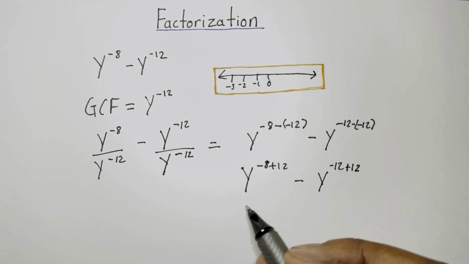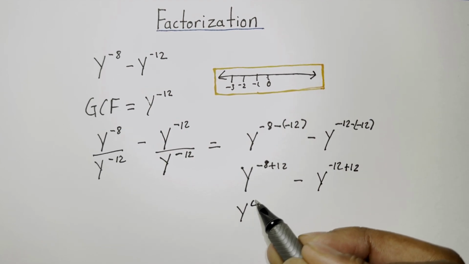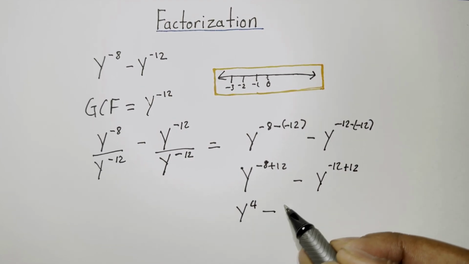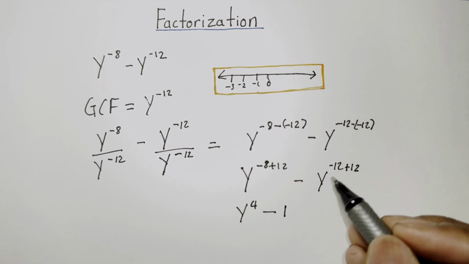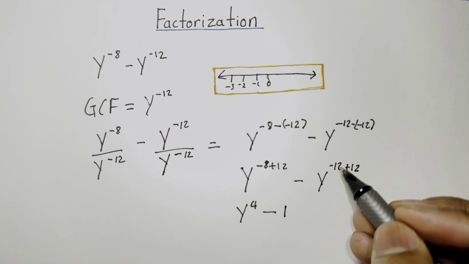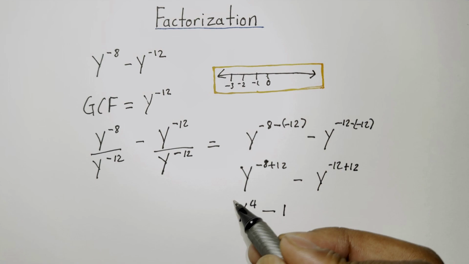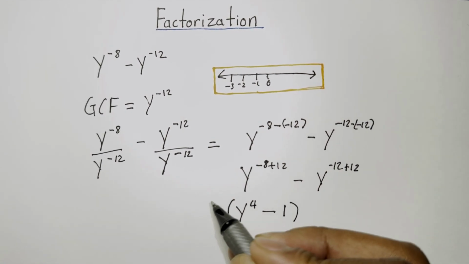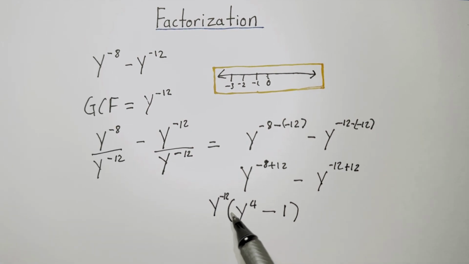This is equal to y raised to the 4th power minus 1, because negative 12 plus 12 is 0, and any value raised to 0 is 1. Now, after factoring our expression, we are left with y raised to the negative 12 power, open parentheses, y raised to the 4th power minus 1, close parentheses.